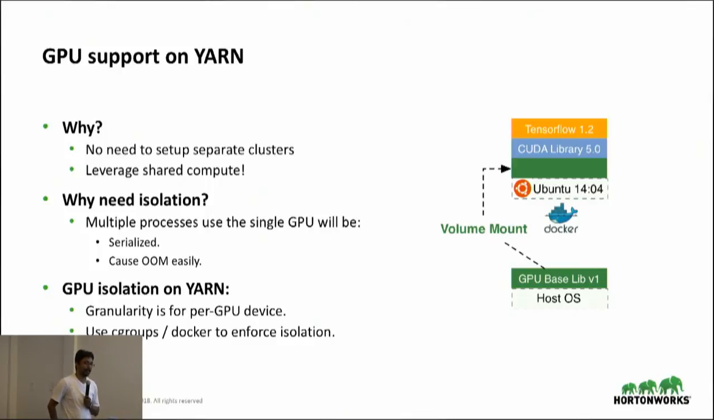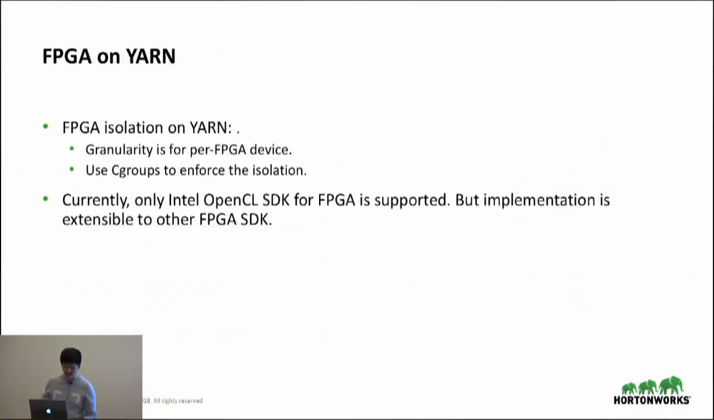We have to give, and even NVIDIA basically says that, they talked about further granularity within the GPU, but that's something that doesn't exist today. Okay, any questions before I go to next session? Keep going. Okay, so next resource type we support is FPGA. So similarly, we do the same thing for FPGA isolation.